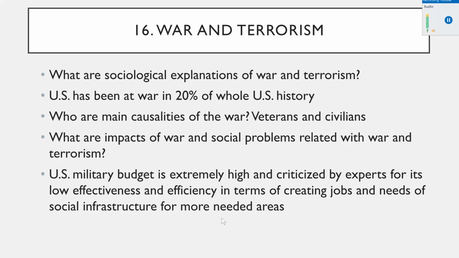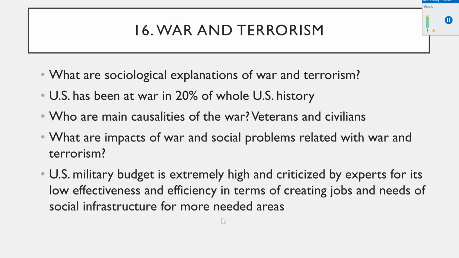And what are the sociological explanations of war and terrorism? The U.S. has been at war for about 20% of its whole history. Functionalists say there are some positive points because wars increase solidarity, and there are also conflict theory and symbolic interactionism views on war and terrorism. And what are the impacts of war and social problems? There are many victims of war, civilians and veterans. Veterans are more likely to suffer from unemployment and other mental health problems and need more care or support from the government.